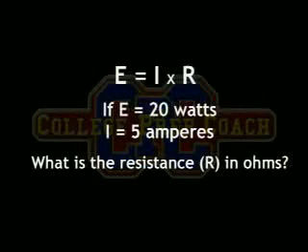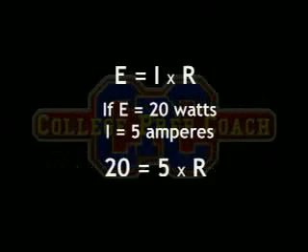Well, you have the formula, so you just plug in the values. You get 20 for E equals 5 for I times what? That's it. The entire question comes down to what times 5 is 20. One multiplication step. I'll let you finish the problem by yourself.